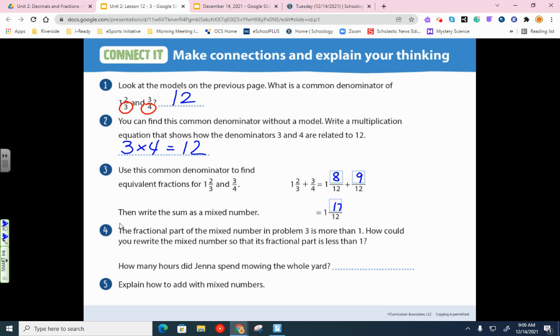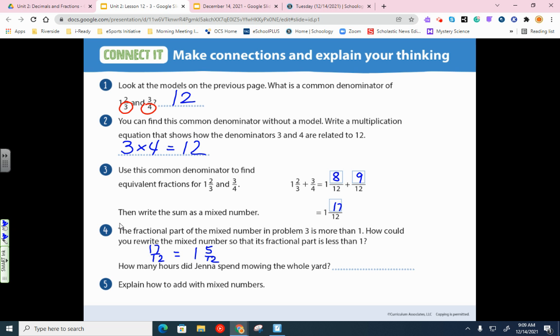The fractional part of the mixed number in problem 3 is more than 1. How could you rewrite the mixed number so its fractional part is less than 1? So 17/12 equals 1 5/12. Just like that. Another trick I've learned with these is you can always just subtract the denominator from the numerator, which gives you a difference of 5. But we're not going to get into that today.